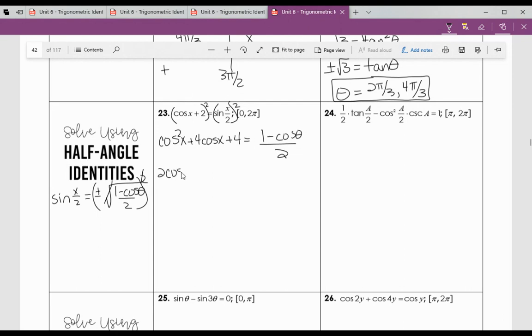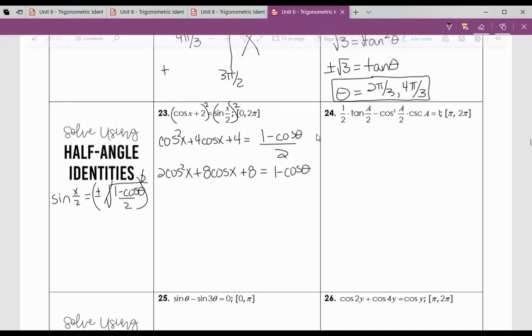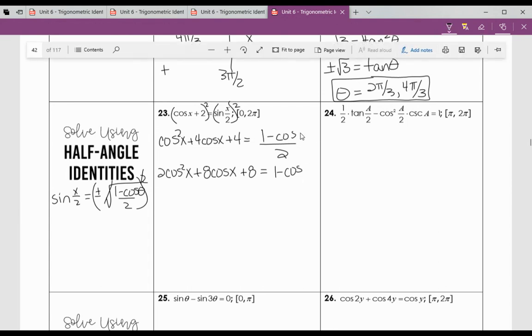So that would be 2 cosine square x plus 8 cosine x plus 8 equals 1 minus cosine. Since we do have a quadratic, I am going to move both of those to the other side. So that's 2 cosine square x plus 9 cosine x plus 7 equals 0. So now I have to factor 2 cosine square plus 9 cosine plus 7.